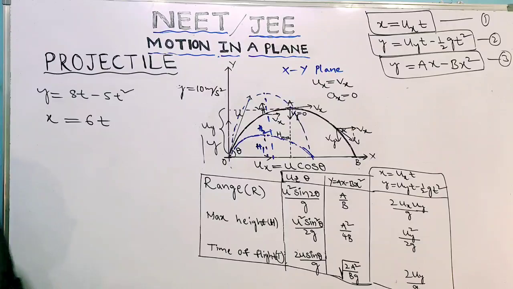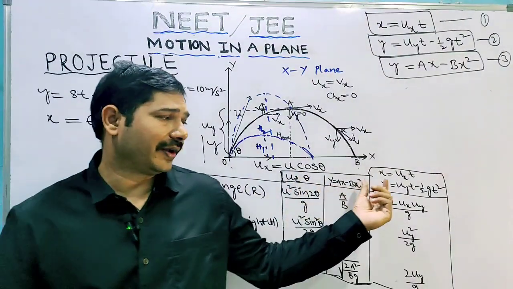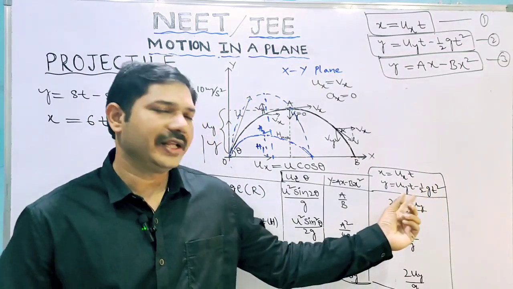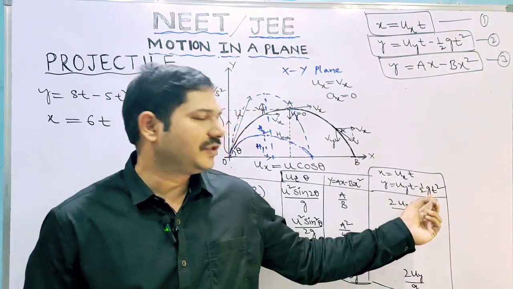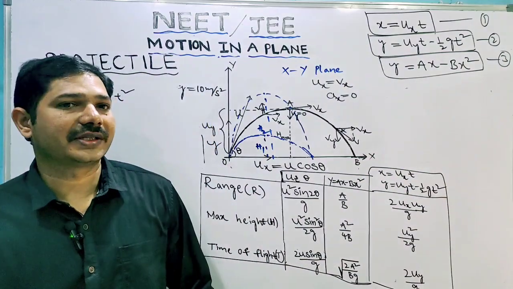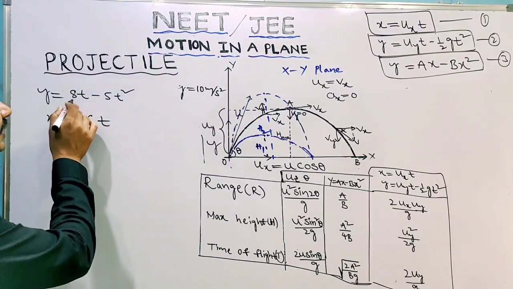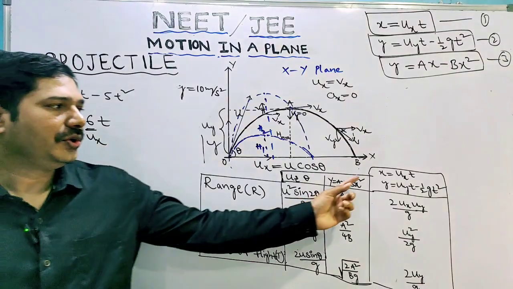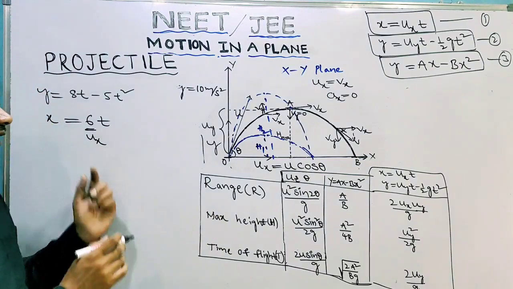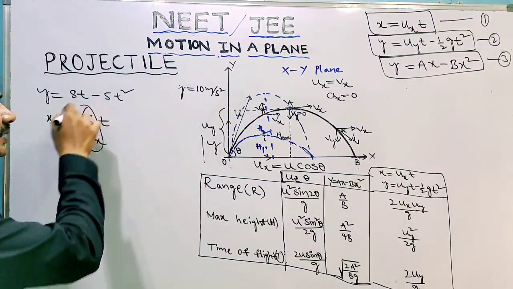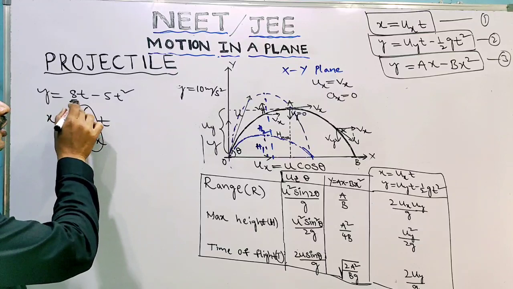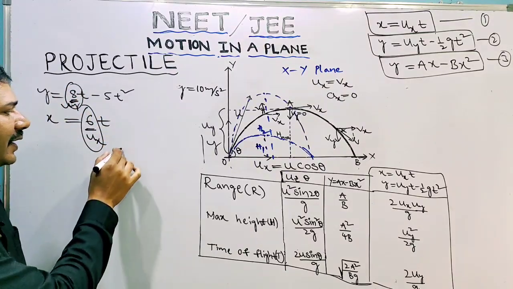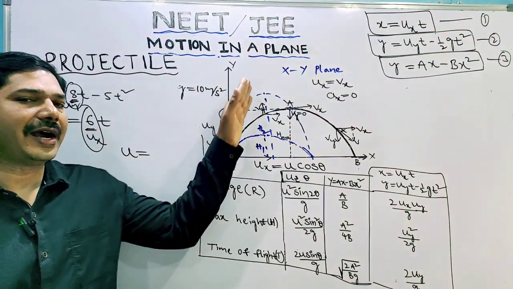So here the two equations are given. The horizontal equation is x equal to uxt, and the vertical equation is of the type uyt minus half gt square. Two equations are given, so we have to find out. Like x equal to uxt form is there, so what is the ux value? 6. Ux is 6. Like that, uy is how much? 8. Uy is 8. Okay, what are they asking? The velocity of projection, the u value.